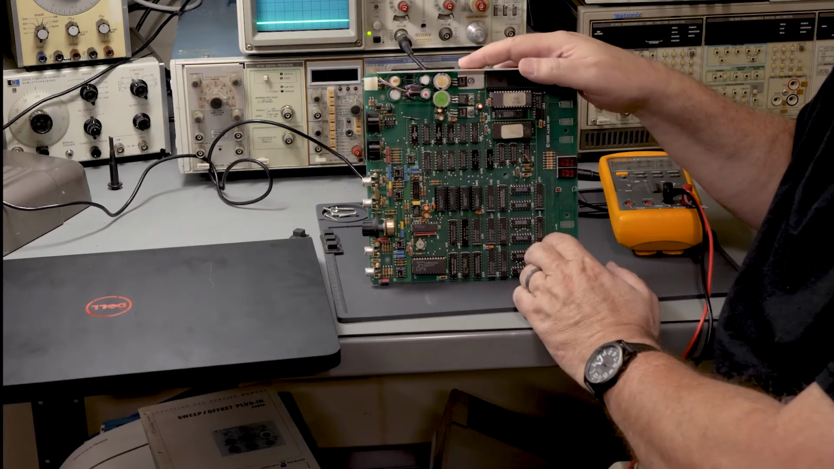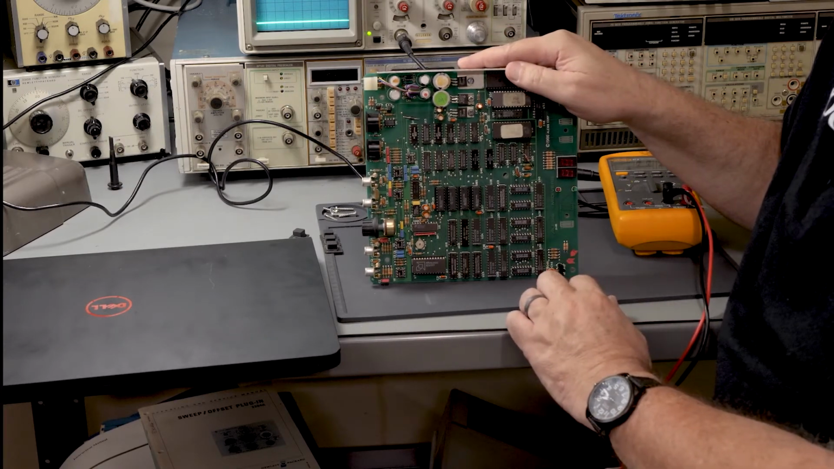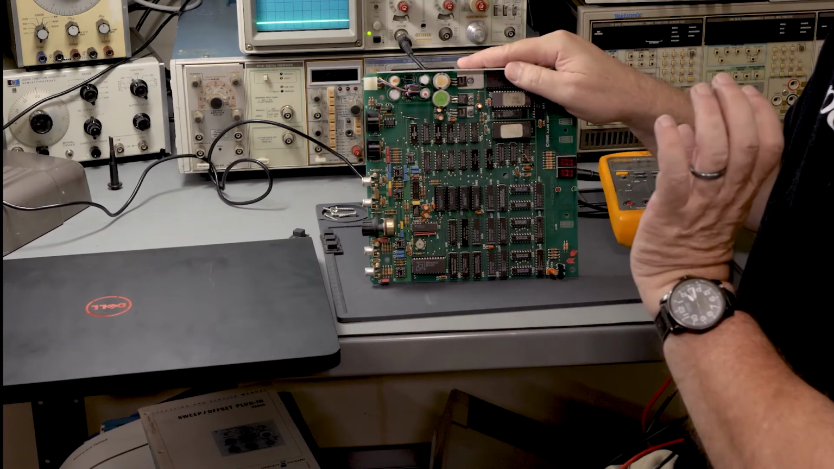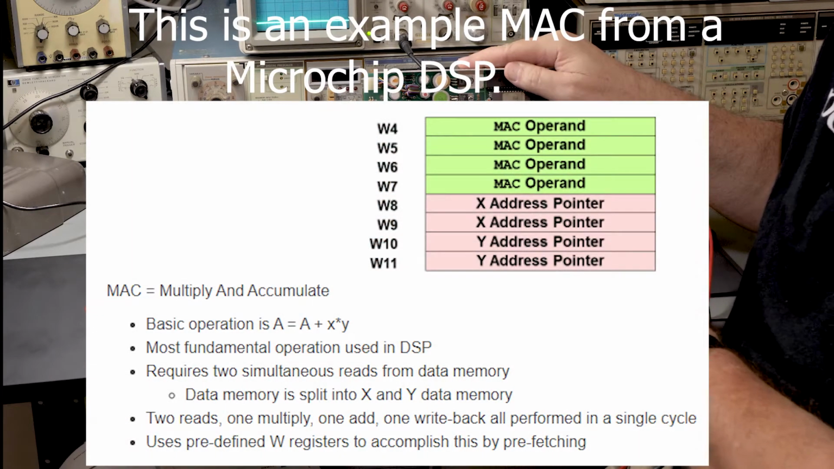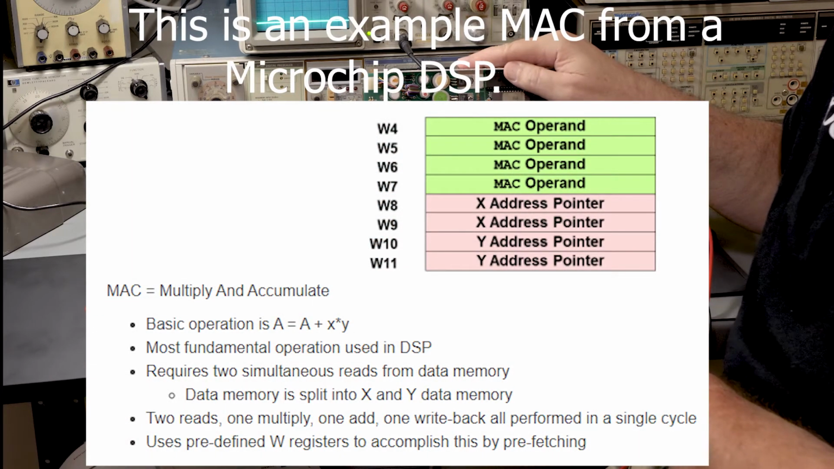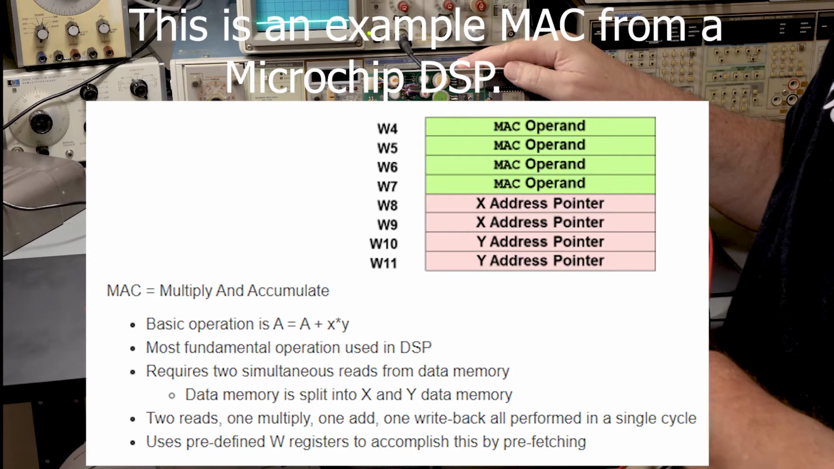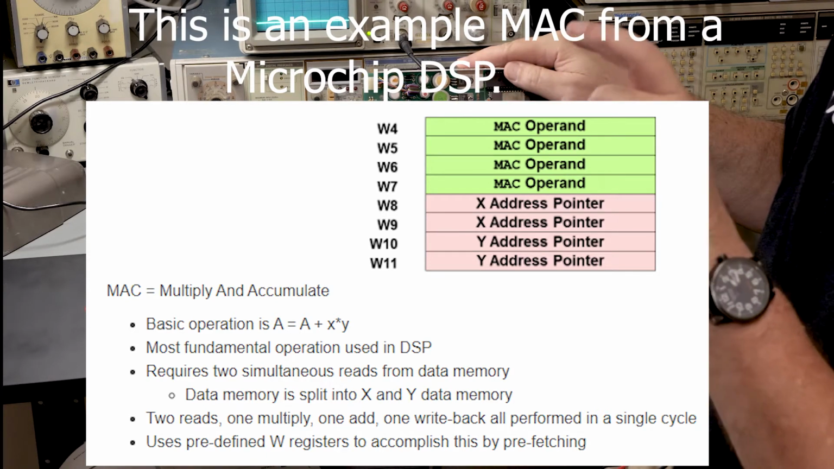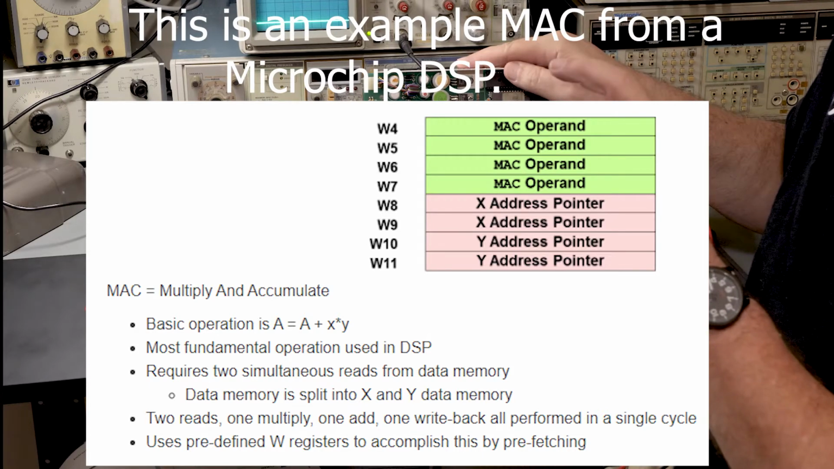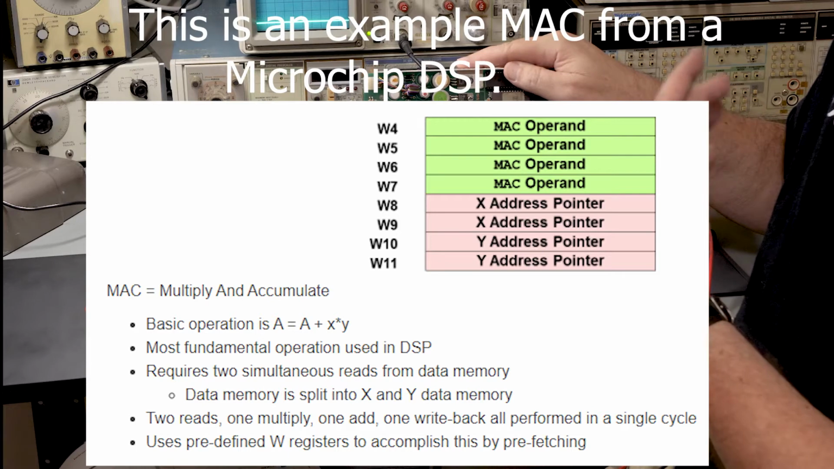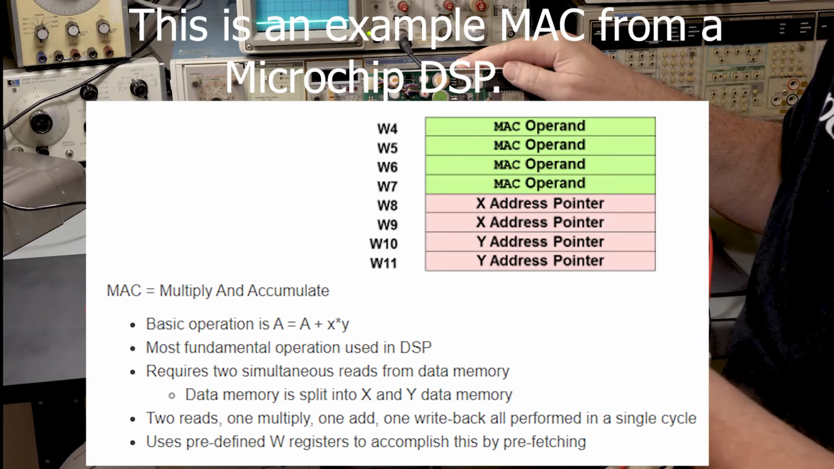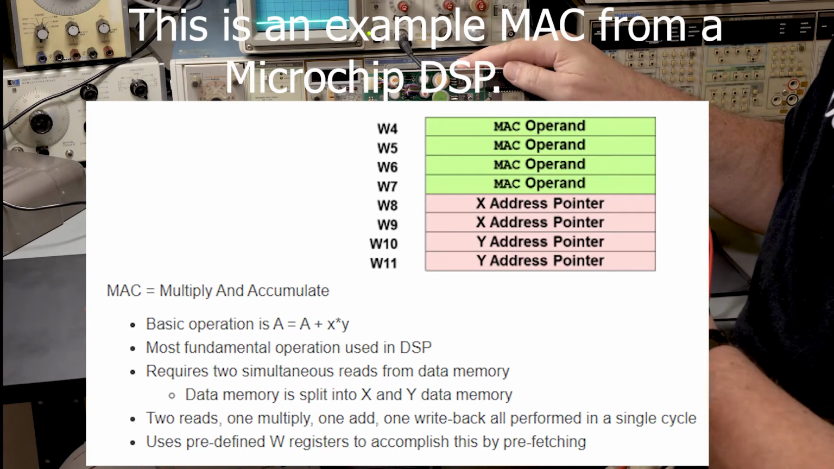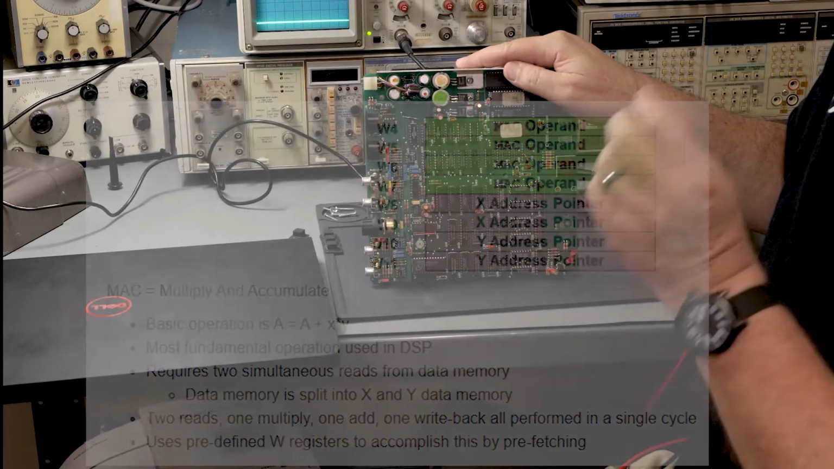Well, this is where it helps to know about DSPs. So the basic building block of all DSPs is called a MAC, a multiply accumulate, which means we're going to take the value in a register, multiply it times a constant, and add it back to itself. And that's the basic mathematical function to do a lot of DSP things.